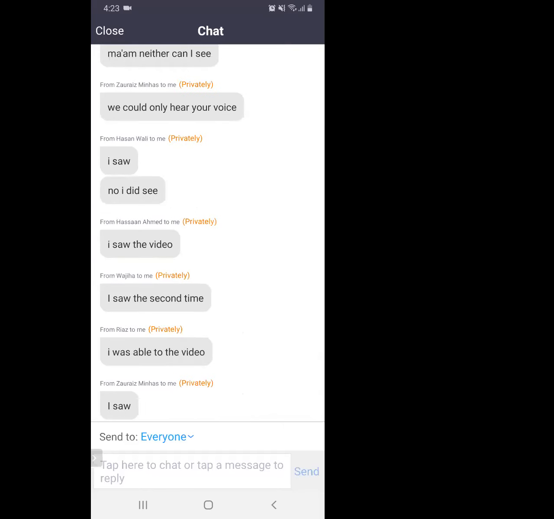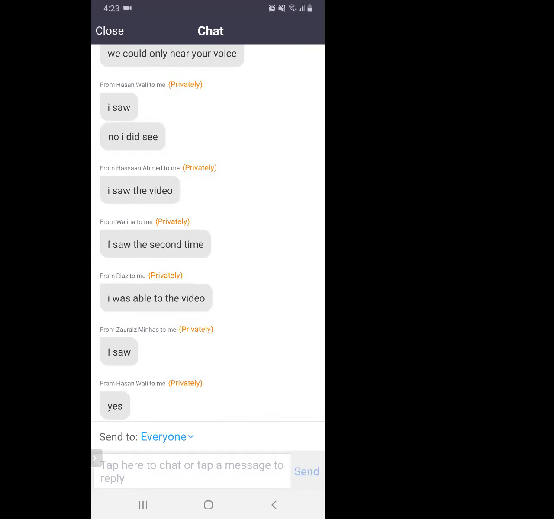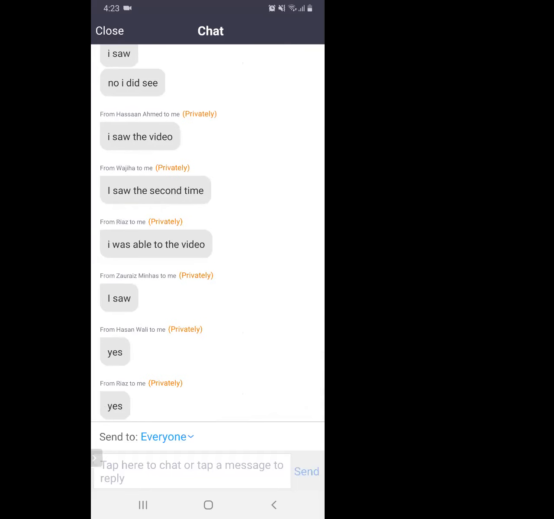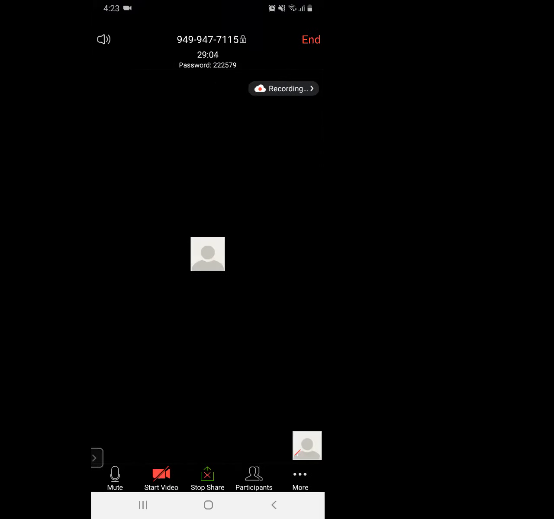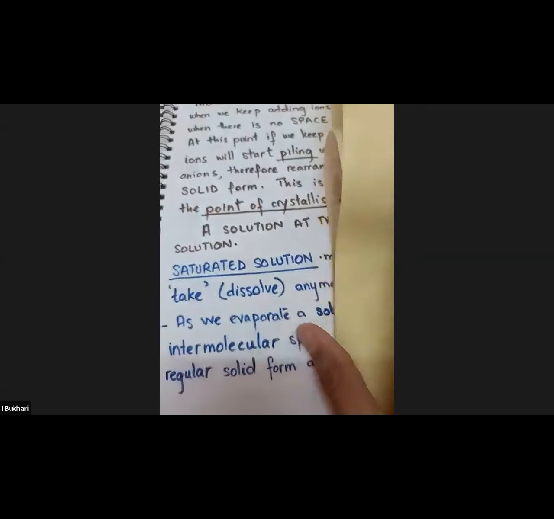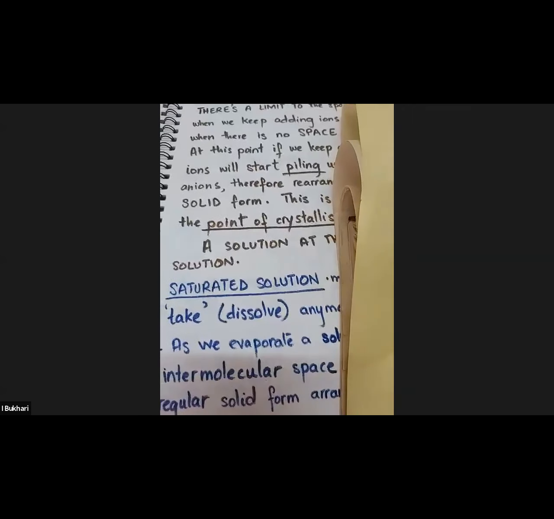Did you see how the cations and the anions were crystallizing back again into their solid arrangement? Okay, good job. Yes, that's what I was trying to show you. So did you see now, at this point, the solution is said to have reached its point of crystallization, right? This is called point of crystallization.